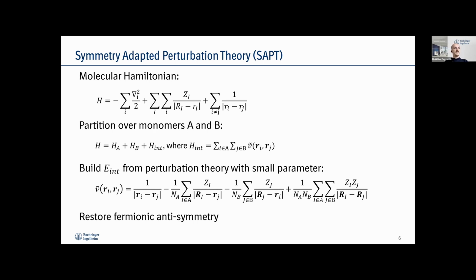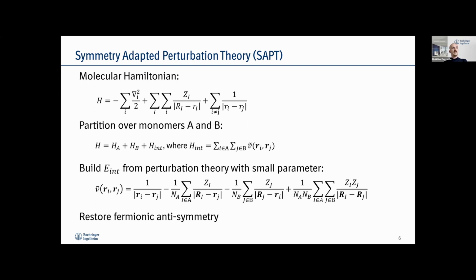And you can clearly see, the electrons on monomer A and B interact through Coulomb, and then the attraction to the nuclei for the electrons on B to the nuclei on A, and reverse for the electrons on A to the nuclei of B, and then the nuclei of A and B also repulse. Then you take this tiny interaction and you do what you always do. You do perturbation theory in this, and you start decomposing the energy in first order, second order, third order. And what's special about SAPT is that at each order, you also restore fermionic antisymmetry.